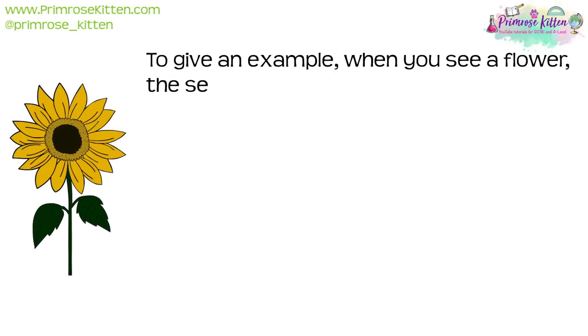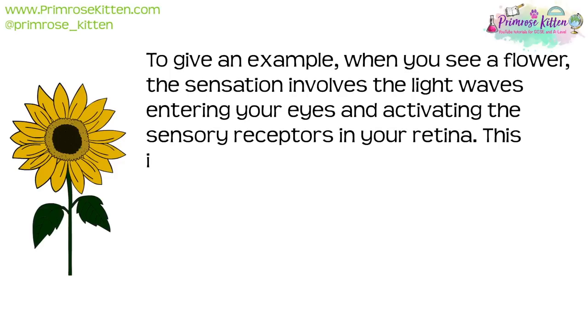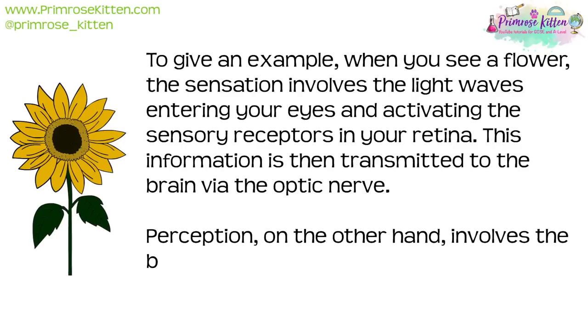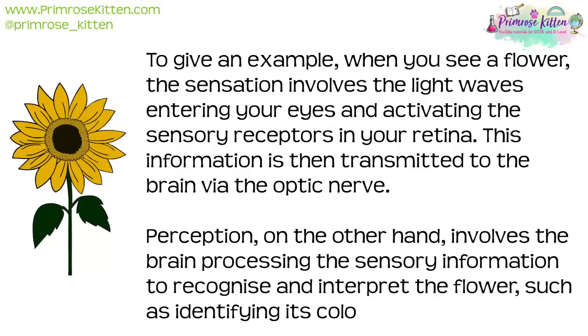To give an example, when you see a flower, the sensation involves the light waves entering your eyes and activating the sensory receptors in your retina. This information is then transmitted to the brain via the optic nerve. Perception, on the other hand, involves the brain processing the sensory information to recognize and interpret the flower, such as identifying its color, shape, and texture.